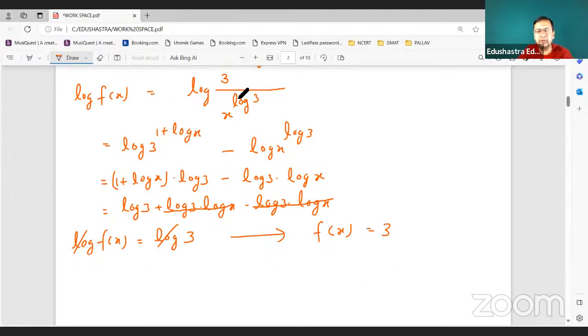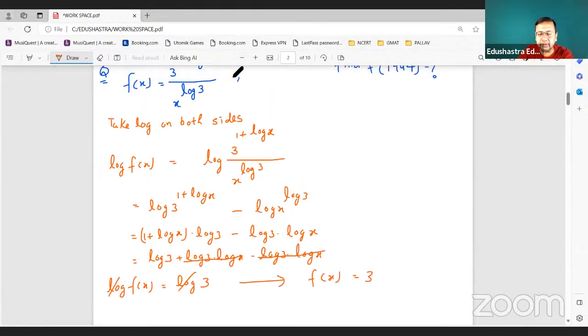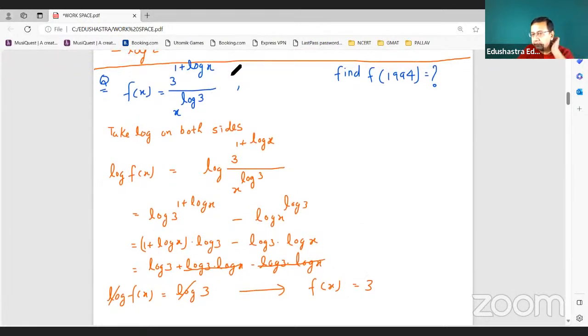So this is basically a constant function, right? This is a constant function for all the values of x, right? For all the values of x, this will always be 3. So you can put any value for x, 1994, 2023, any value, this will always be 3. This is a constant function. Yes, Ishika, this is a constant function.